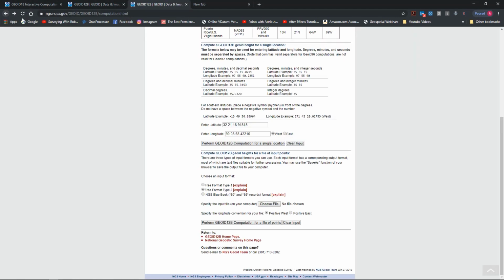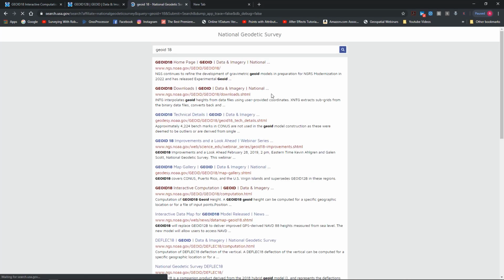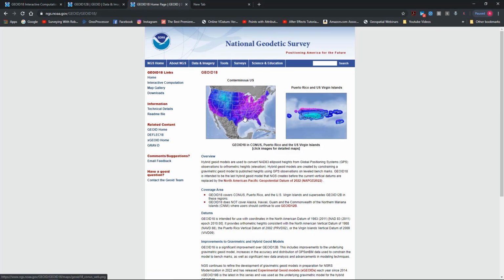So here's what we need to do. I'm going to write this down. You guys should write this down too. Minus 26.442. Okay? So I'm going to go back. I've already looked for it, Geoid 18, search, because it wasn't on that sheet, and I go to Geoid 18 Home. I go to Interactive Computations up here on the left.